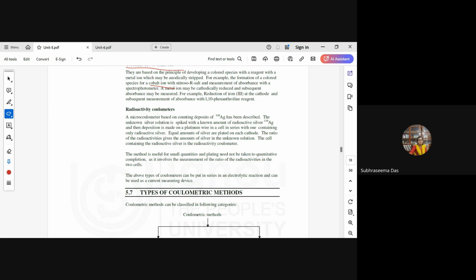Then we have radioactivity coulometers. It is a microcoulometer which is based on counting the deposits of Ag110 that has been described.